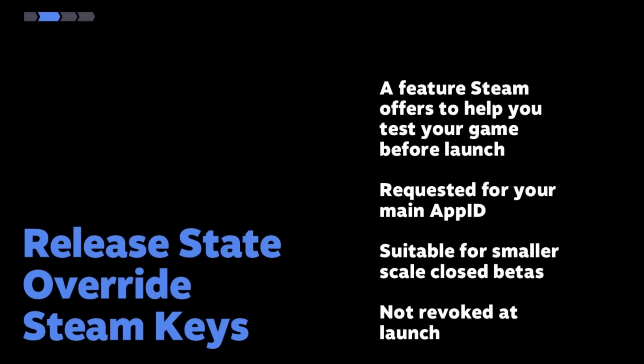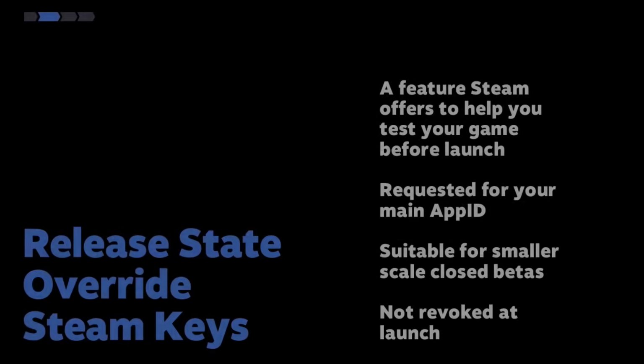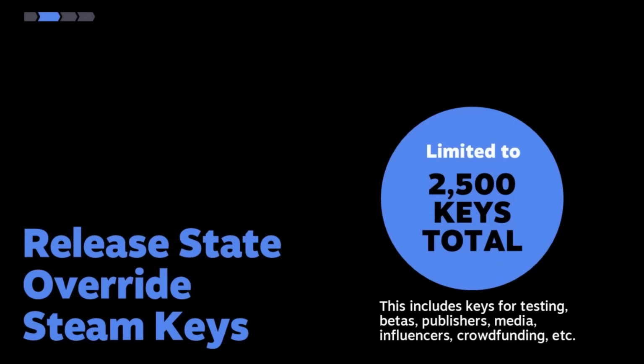They're really suitable for smaller scale closed betas, and they are not revoked at launch, which means that when you hand out these keys to potential testers, they will retain ownership of your game unless you revoke these keys. So keep that in mind. Release date override Steam keys are generally limited to 2,500 keys total. That 2,500 includes keys you may need for testing, for running betas, for publishers, or sending out to the media or influencers, and also for crowdfunding purposes. So keep that in mind.